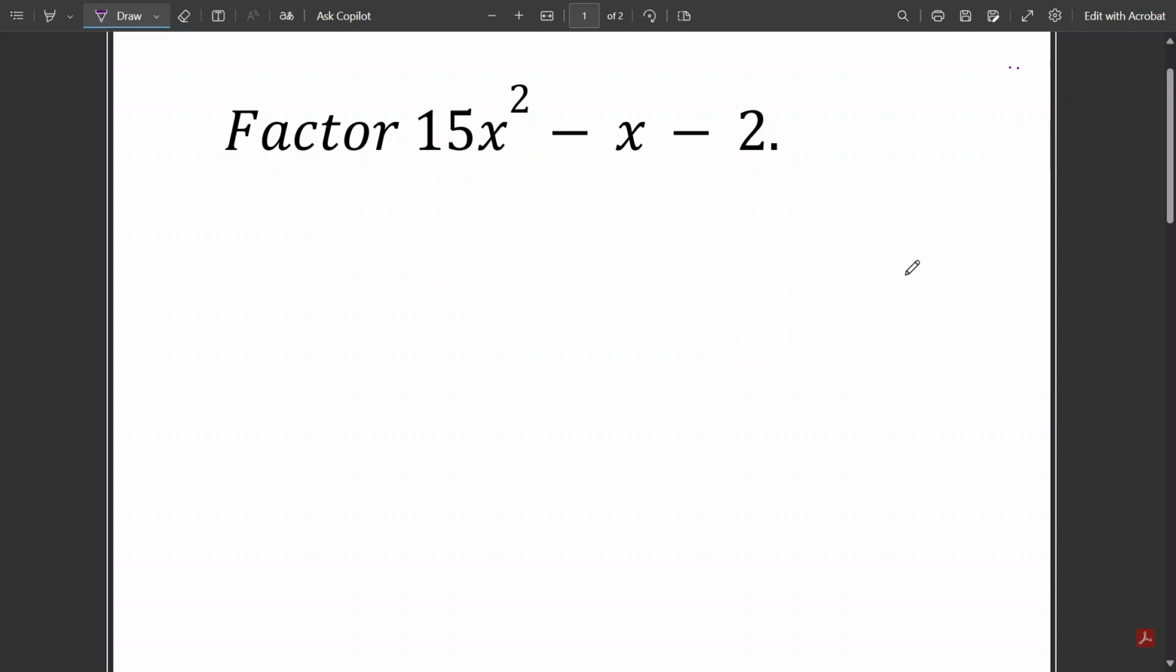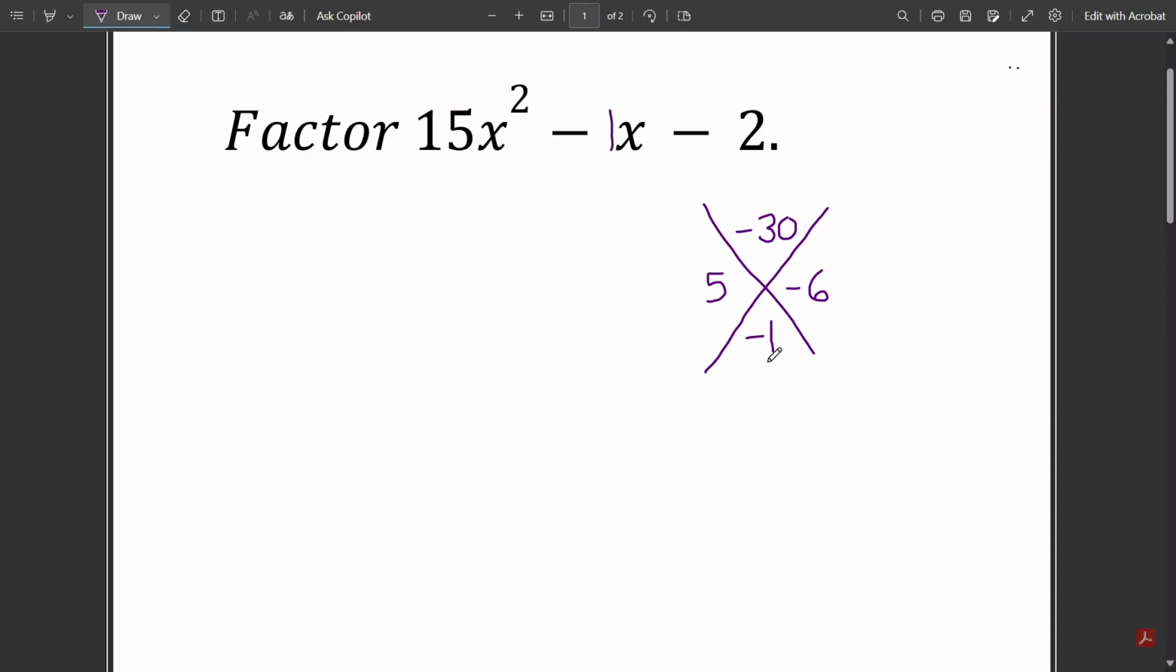Okay, now that I've erased everything, let's do the magic x method. So I'm going to draw an x here. And I'm going to do 15 times negative 2 to get negative 30 here. And I'm going to put the negative 1 down here. And the idea here is to find two numbers that multiply to negative 30 but add to negative 1. So negative 6 times positive 5 will give me negative 30 and add to negative 1.